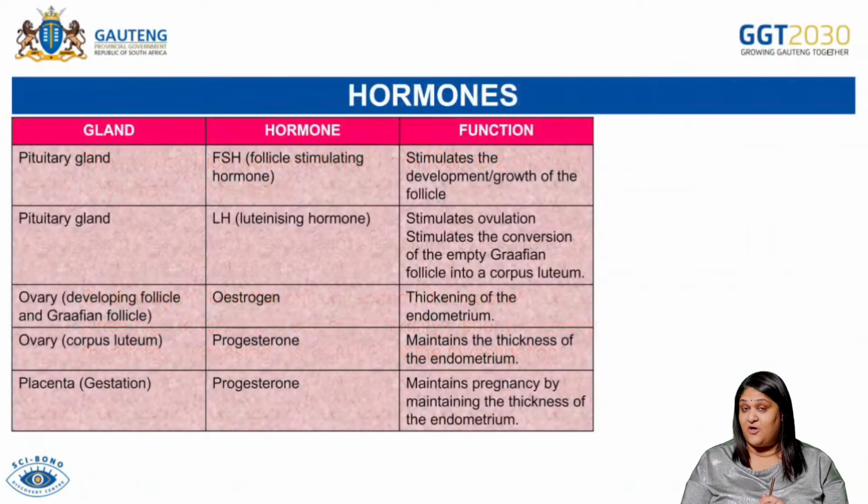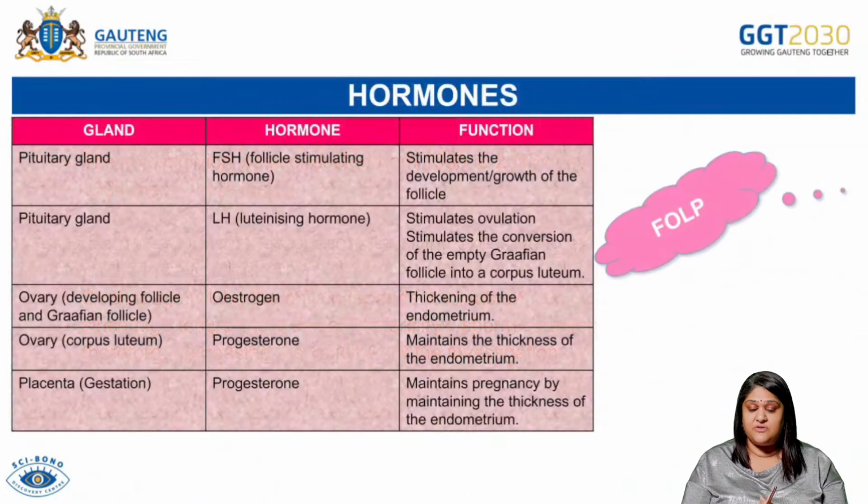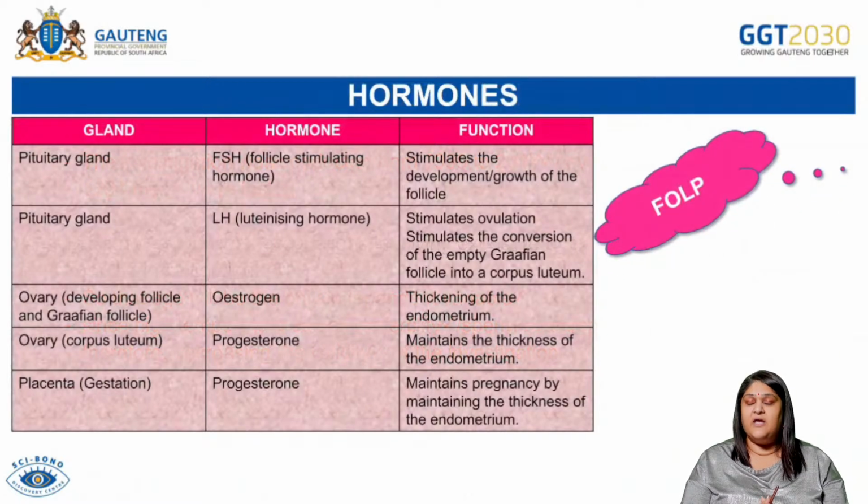Right, now we move on to my favorite, the menstrual cycle. Okay, now when it comes to the menstrual cycle, grade 12, the very important thing is that you need to know the hormones. You need to know the glands, you need to know the hormone that the gland secretes, and you need to know the function of the hormone. Okay, this table is very, very NB. And FOLP is helping you to remember that it's FSH, estrogen, LH, progesterone. And they are going in the menstrual cycle from day 0 to day 28 in that order.